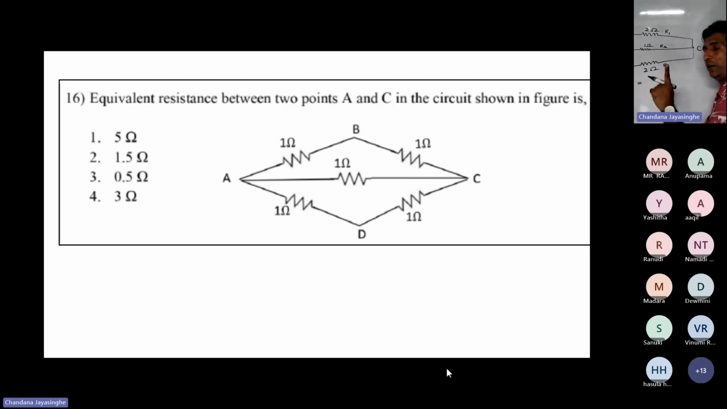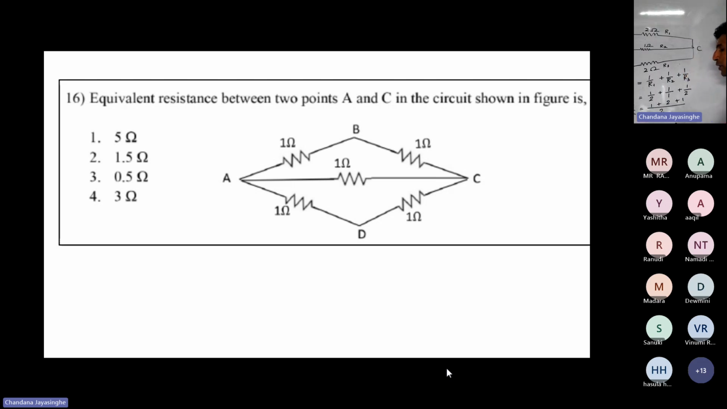Initially we use the equation for series connection: R equals R1 plus R2 plus R3. Right? Here we use 1 over R equals 1 over R1 plus 1 over R2 plus 1 over R3. Here 1 over R equals 1 over 2 plus 1 over 1 plus 1 over 2. We take the least common multiple here, 2. 1 plus 2 plus 1 over 2 equals 1 over R.